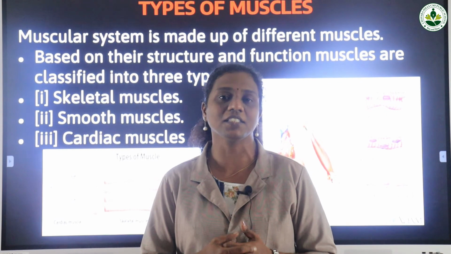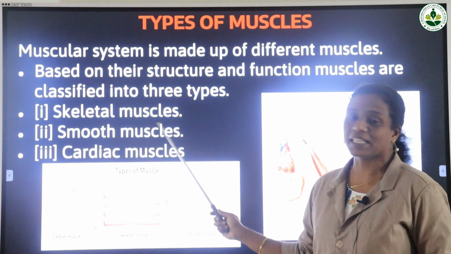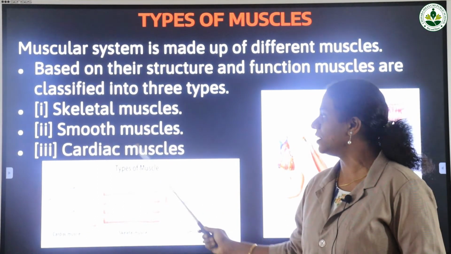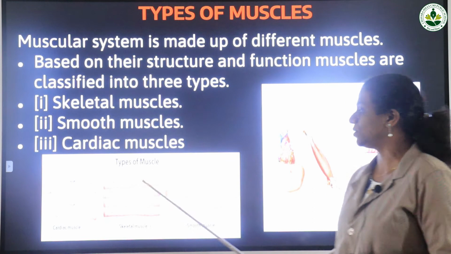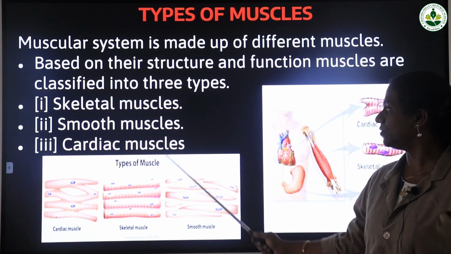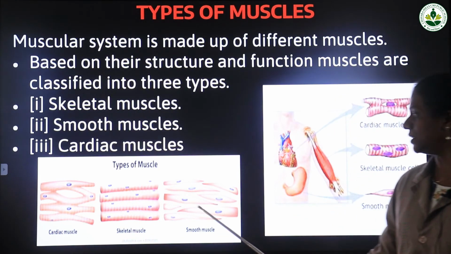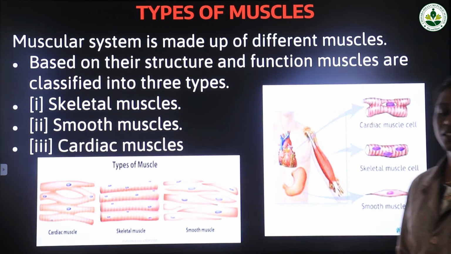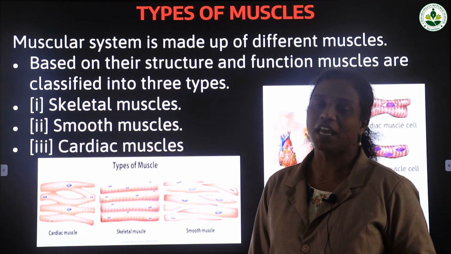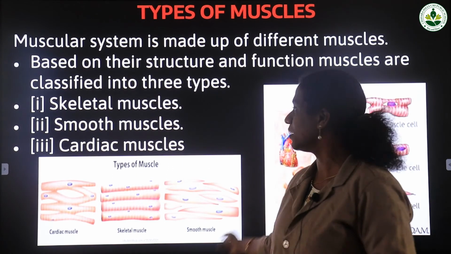So we can check which are the three types of muscles. The first one, skeletal muscles. Second one, smooth muscles. Third one, cardiac muscles. You can see in the picture the structure of these kinds of muscles. First one is cardiac muscle, then skeletal muscles and smooth muscles. So muscles are classified into three types according to their structure and function: skeletal muscles, smooth muscles and cardiac muscles.